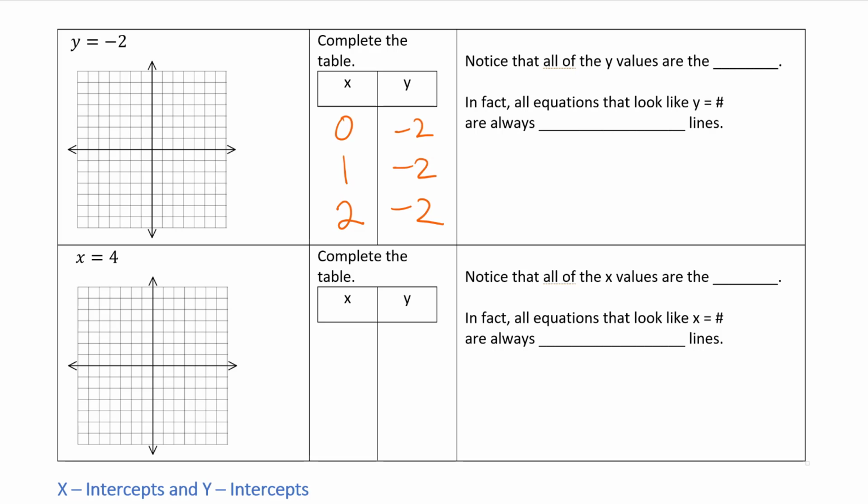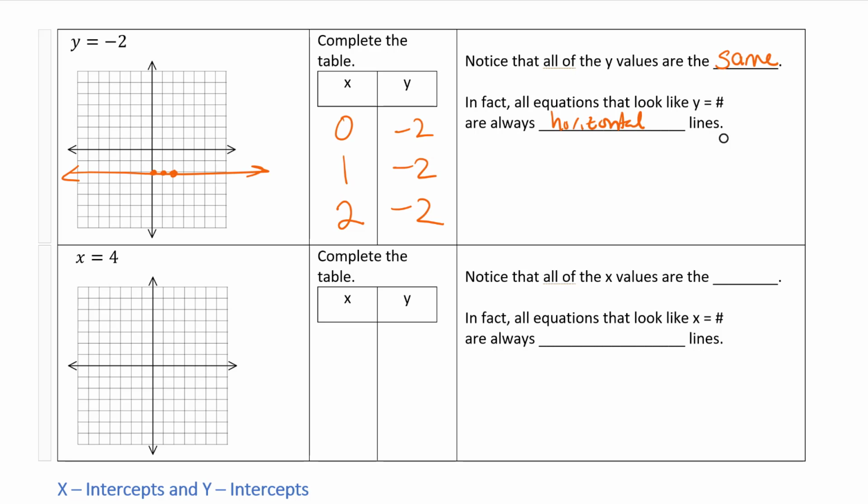So we have 0, -2, 1, -2, and 2, -2, and notice that that lines up in a horizontal line. Now I want you to notice all of the y values are the same. In fact, all equations that look like y equals a number are always horizontal lines because their y value is always fixed. So because the y value is fixed, it always turns out to be a horizontal line.